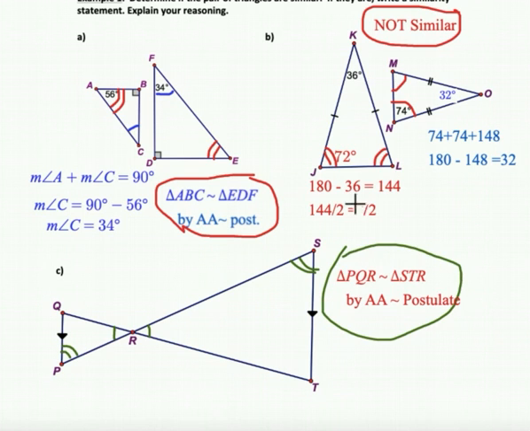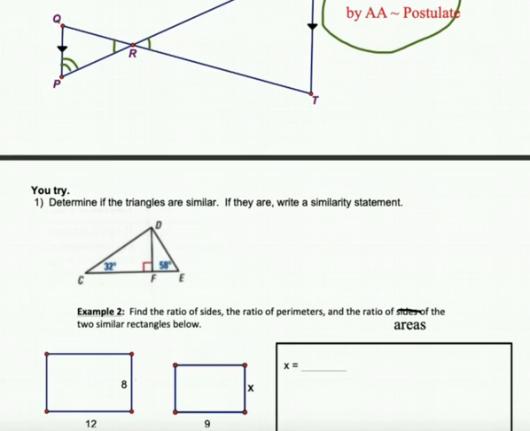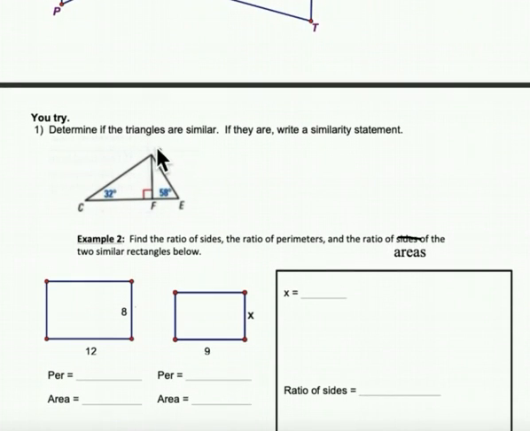Done with that one. Now it's time for you to try one of these on your own. You want to determine if this triangle is similar to this one, and if it is, to write a similarity statement. I'm going to have you start by finding the measure of angle DFE. Then you can find the measure of angle CDF. And then determine if the triangles are similar.